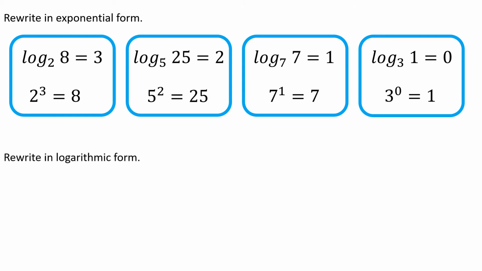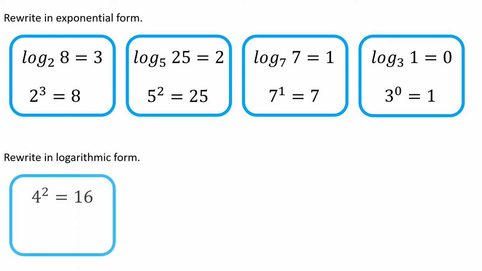Rewrite in logarithmic form. Okay, so what if I start out seeing something like this. Oh, I got an exponent. 4 to the second power is 16. And I want to rewrite this as a log. Again, the base is 4, right? The exponent is 2. So this is going to be log base 4 of 16 is 2. In other words, if I'm looking at the number 16 and I want to use the base of 4, the exponent has to be 2.